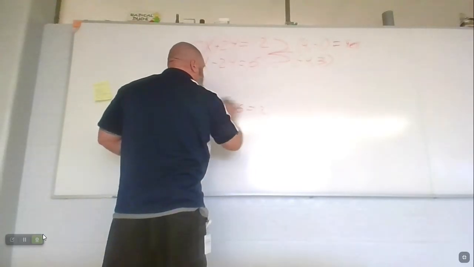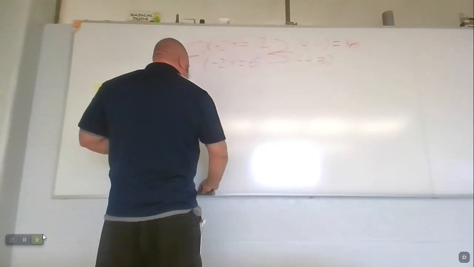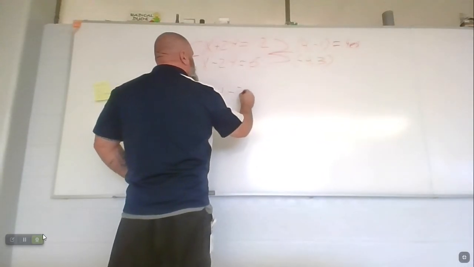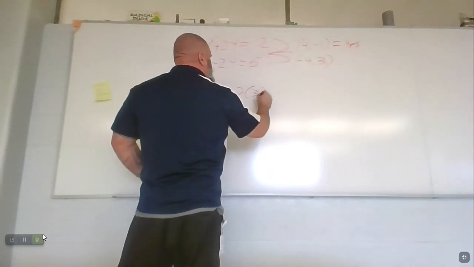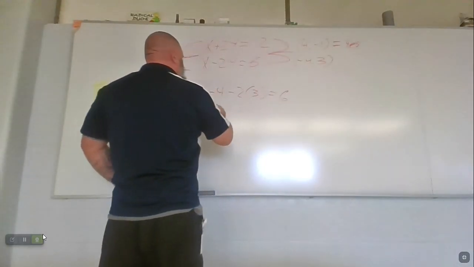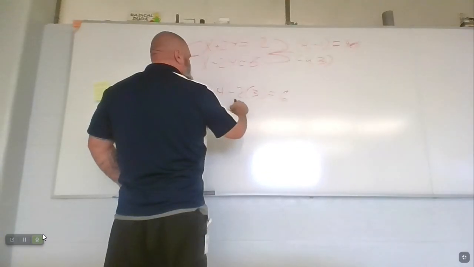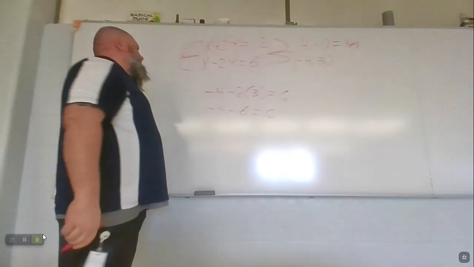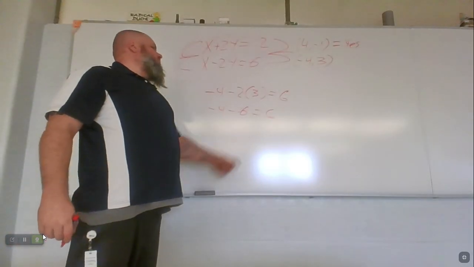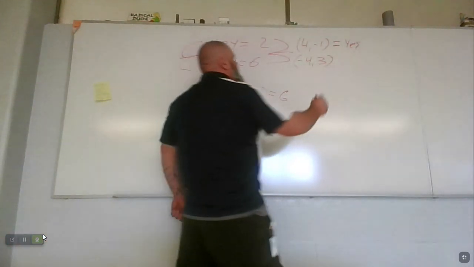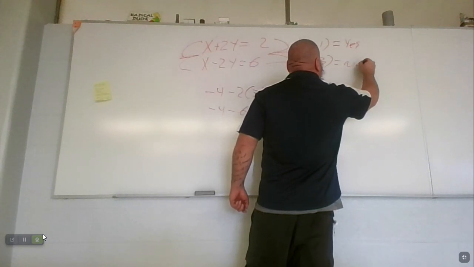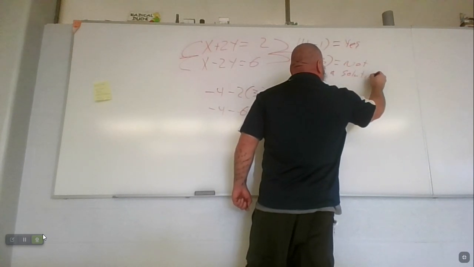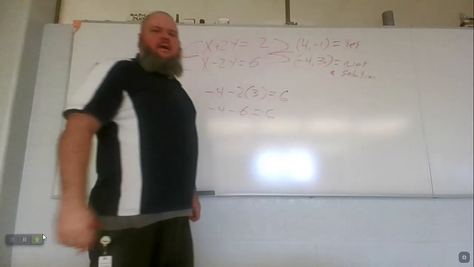Now let's try x minus 2y equals 6. Negative 4 minus 2 times 3 equals 6. Negative 4 minus 2 times 3 is 6 equals 6. Is this a true statement? Does negative 4 minus 6 equal 6? No, it does not. So this is not a solution. That is not a solution.